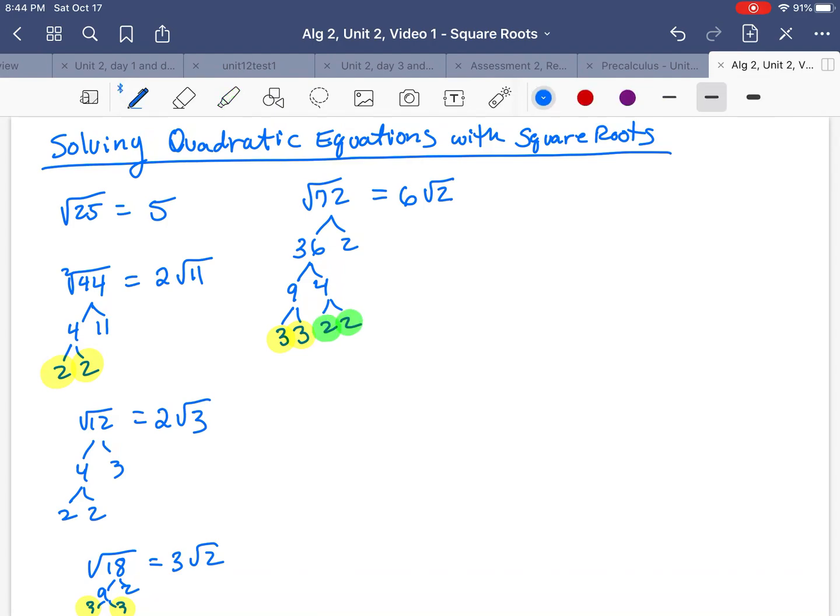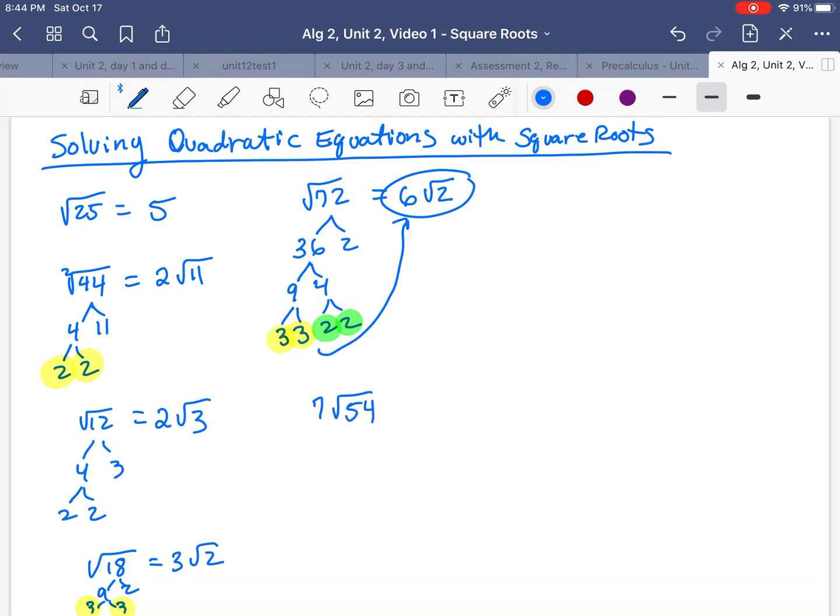So what I do when I have 2 pairs is I multiply them together as I bring them out. So 3 times 2 is 6, producing that 6 right there. And then this 2 right here, he's just by himself, he's just going to stay inside. Okay, so either way, if you recognize the 36 to begin with, or you just keep breaking it down, you get 6 radical 2.